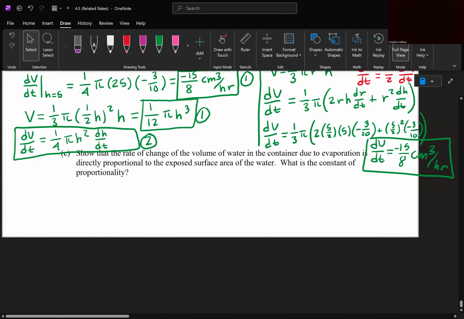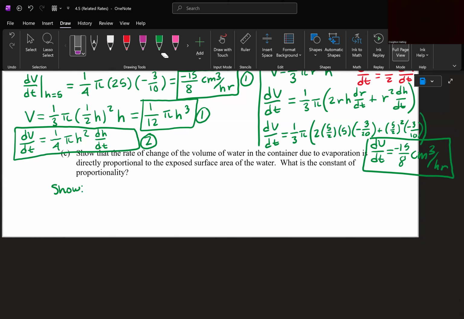Show the rate of change of the volume of water in the container due to evaporation is directly proportional to the exposed surface area of the water. What's the constant of proportionality? So let me help you again interpret what we are trying to do here. We want to show something. When we show something, that just means that we need to do the steps. We don't really have to solve for something. We just need to show the steps.